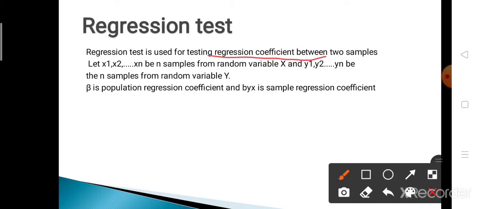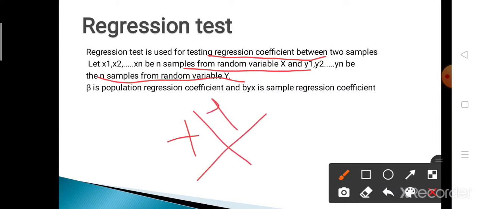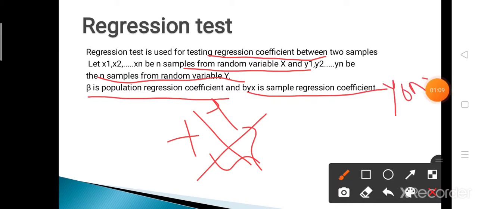Let x1, x2, ..., xn be n samples from the random variable x and y1, y2, ..., yn be n samples from the random variable y. Here there are two variables x and y, and we want to test the regression coefficient between them. Beta is the population regression coefficient and byx is the sample regression coefficient of y on x. There are two regression lines, y on x and x on y.